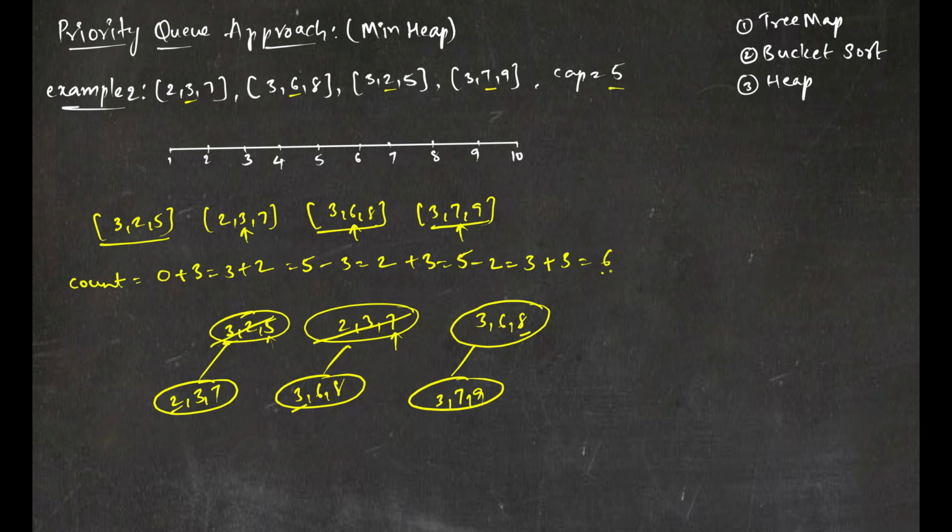It is 6, and 6 is greater than my capacity, so this is not possible. We can't carry these 2 trips at the same time, so I can just return false.